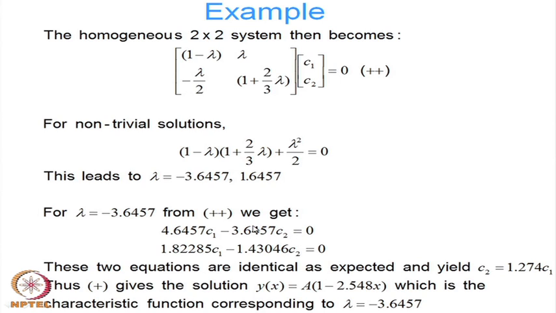and it is clear that these two equations are actually identical, have to be, because the determinant is 0. So, they are linearly dependent. These two equations are linearly dependent, they are identical, and all they tell me is that C2 can be written in terms of C1. C2 is equal to 1.274 C1.